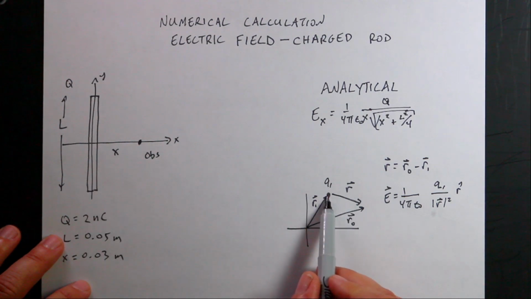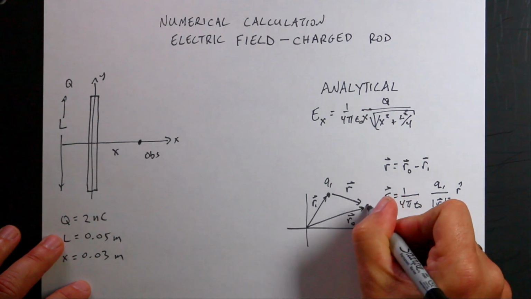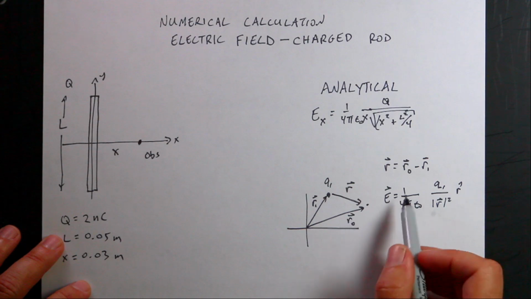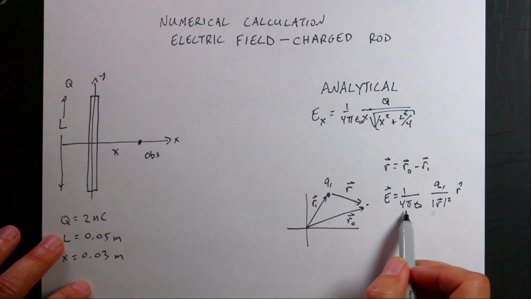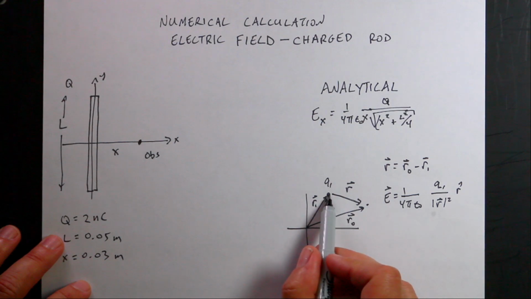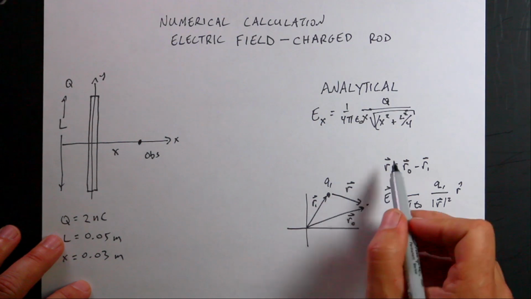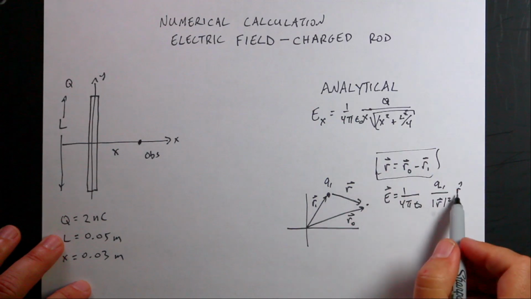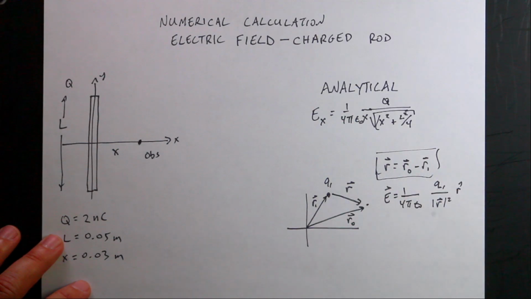So if I have some charge Q1 right here at the vector location R1, and I want to find the electric field at some point over here, the observation point, I call that RO, then the electric field due to that point is 1 over 4 pi epsilon naught Q1 over R squared. So R is the vector from Q1 to the observation location. You can find that with this. It's just a difference in vectors times the unit vector R hat.